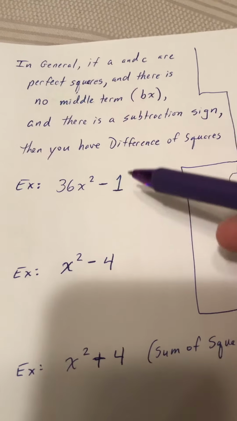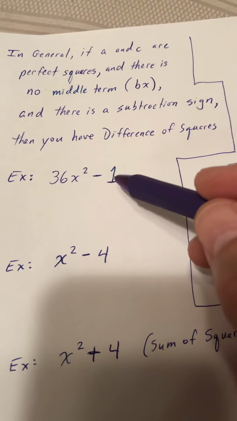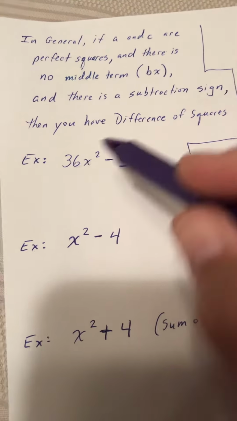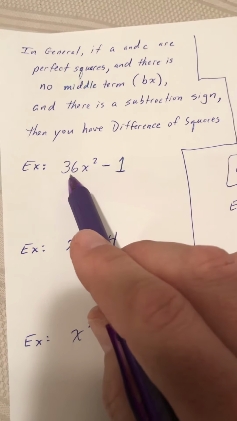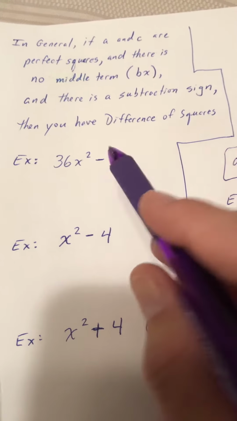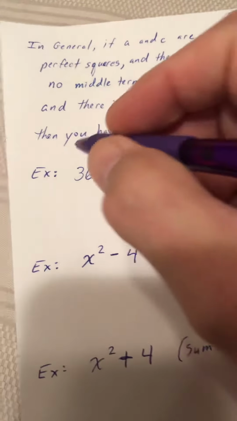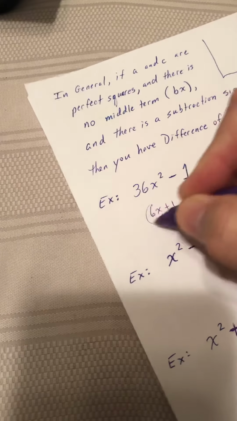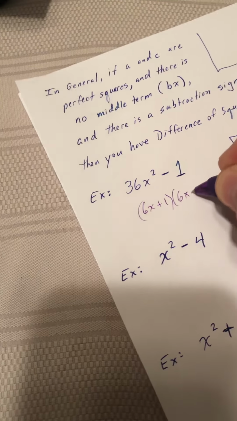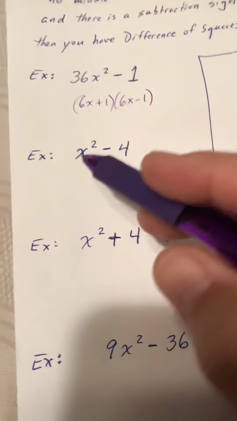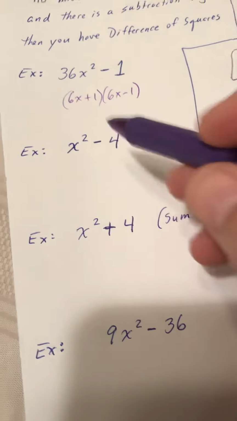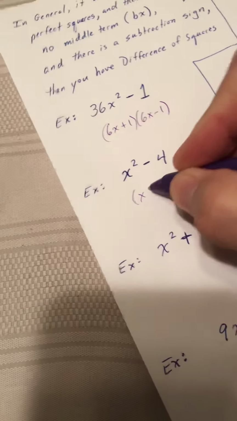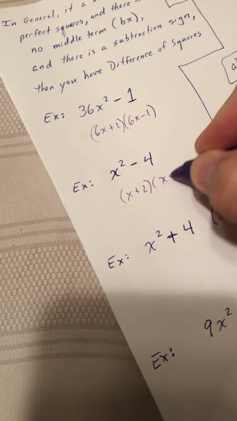Example: perfect square, minus sign. The square root of 36 is 6, the square root of 1 is 1. 6x plus 1, 6x minus 1. Perfect square, minus sign: x plus 2, x minus 2.